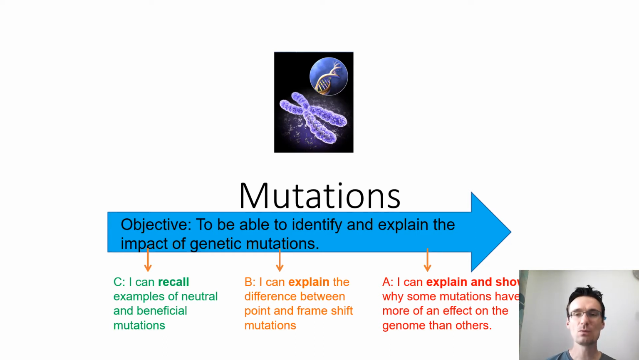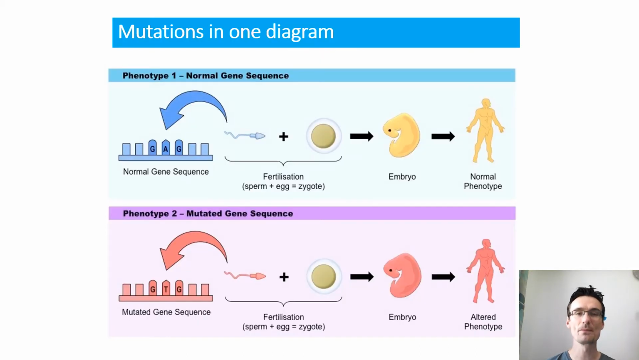What are mutations, what is their importance, and how do they work? I love this slide because I found it randomly and it shows perfectly what a mutation is. At the top you've got a normal gene sequence, with the bases on the DNA, making up the sperm or the egg, whichever one we're talking about. That then causes the embryo and you get a normal phenotype.